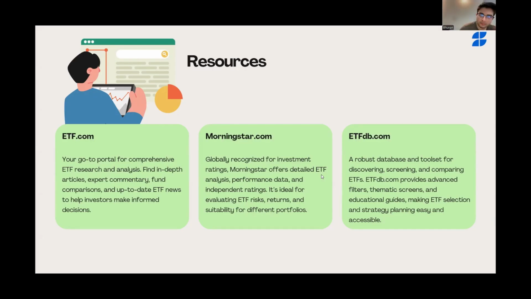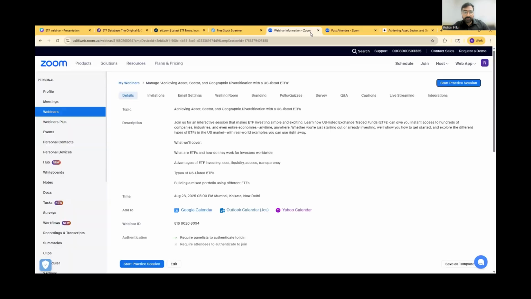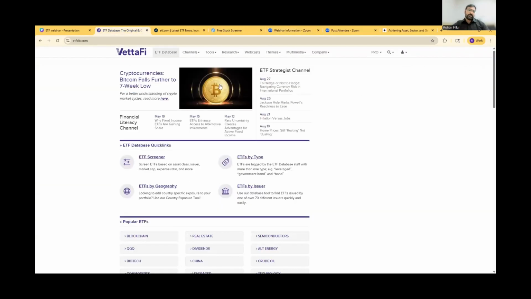And lastly, and this is something that I'd in fact like to share and show to you, is ETFdb.com. It's like the holy grail for ETFs. This is where I started screening a lot of the ETFs that I personally like to put in my portfolio. I think Bhuvan also has another one called Finviz that he likes.